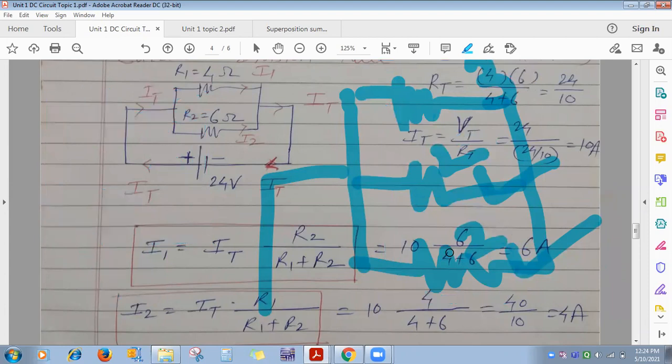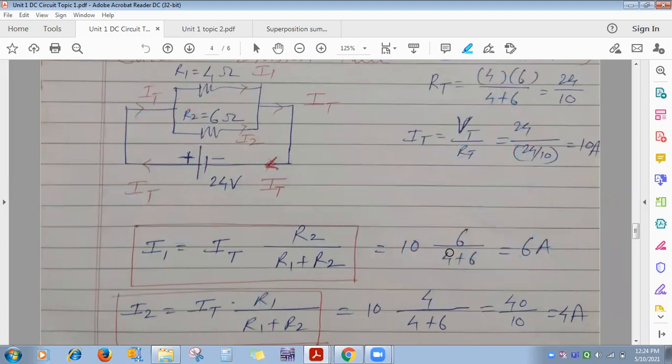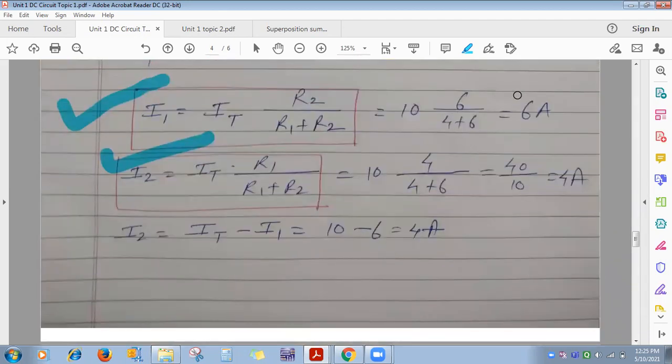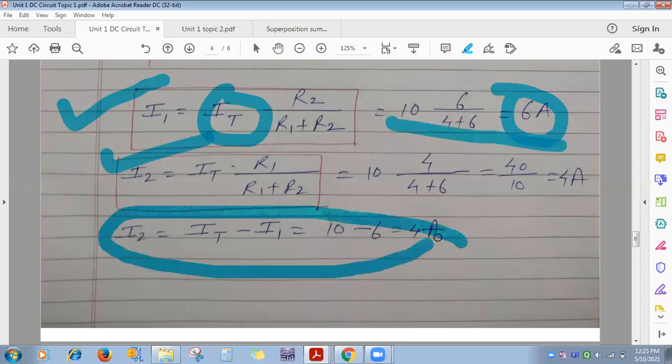So the current division rule: the important thing here is, if required, you should be able to apply the current division rule to find the current. That is the application of it. Or once you get this I1 as 6 ampere, and I total you know is 10, so 10 minus 6 is 4 ampere. So there is no need to apply the current division rule to find I2, isn't it? But you can, you will get the same answer. So here you can directly do 10 minus 6 equals 4. No need to go for this step, means less time it will take.